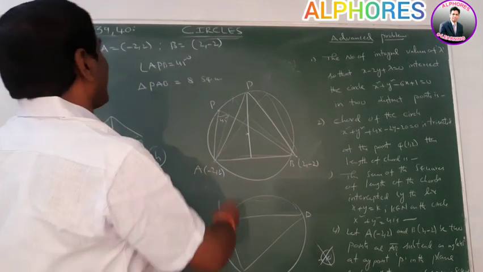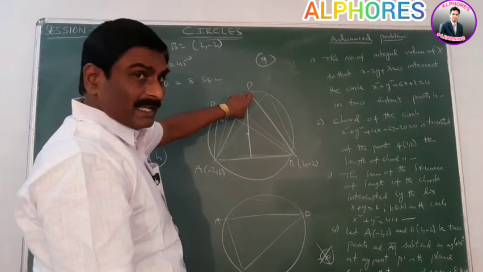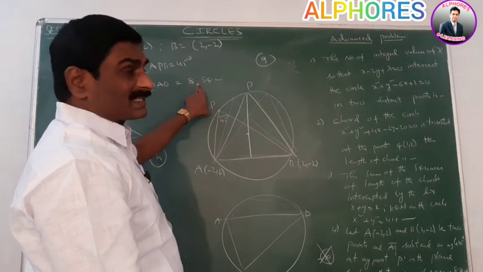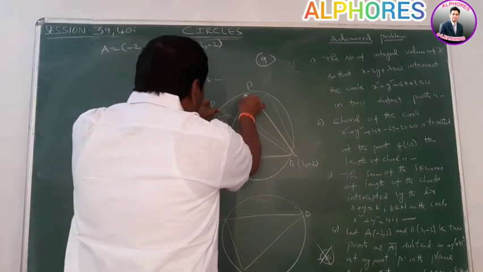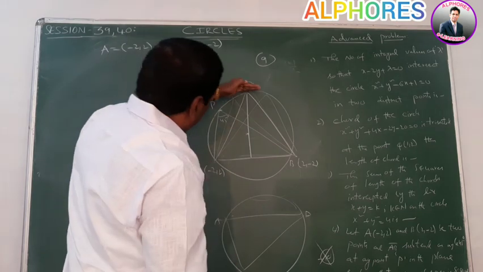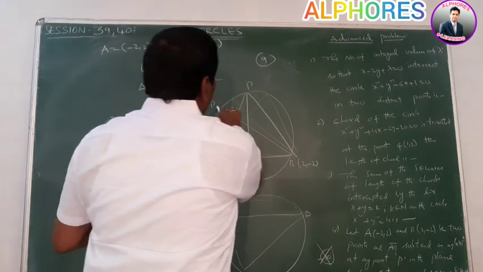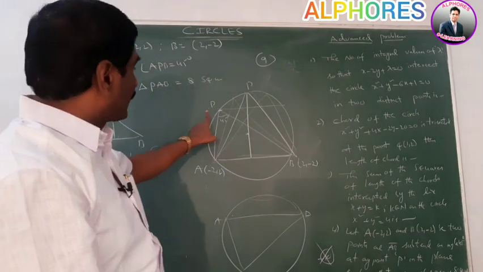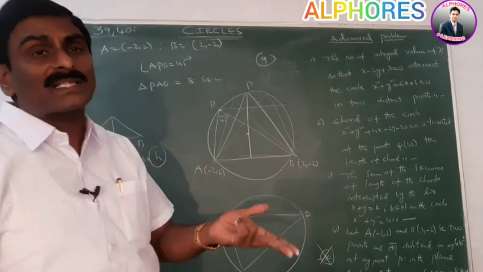Suppose the maximum area is 9 units. At this point we get area 9. But the given area is 8 units, which is less than the maximum area. Less than maximum area means the height is less. Height less means the point moves to this side or this side. That means we get two possibilities here, and in the same way two possibilities in this case. That means 2 plus 2 means 4.